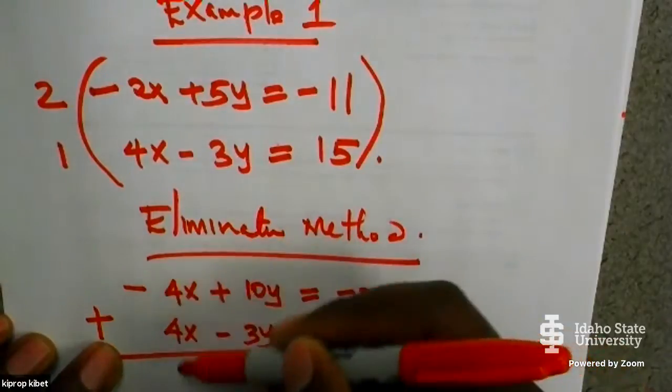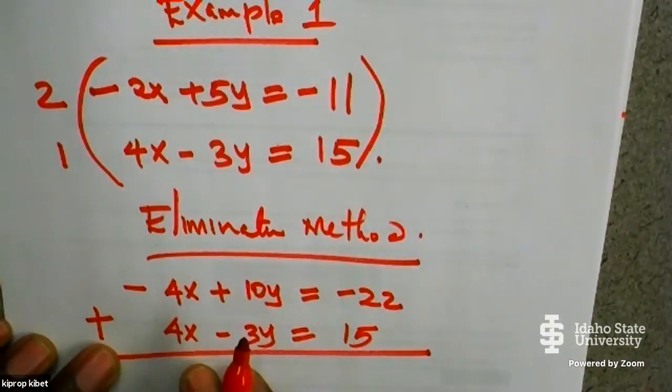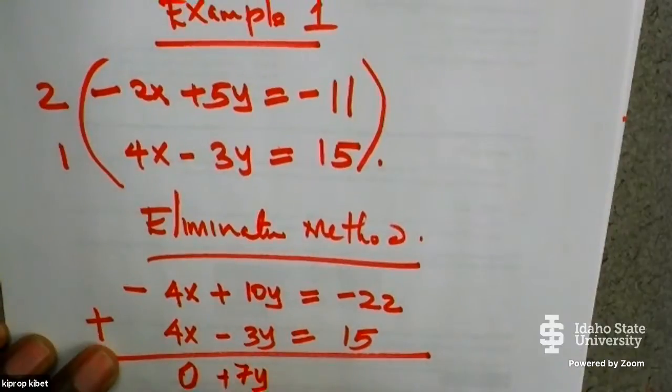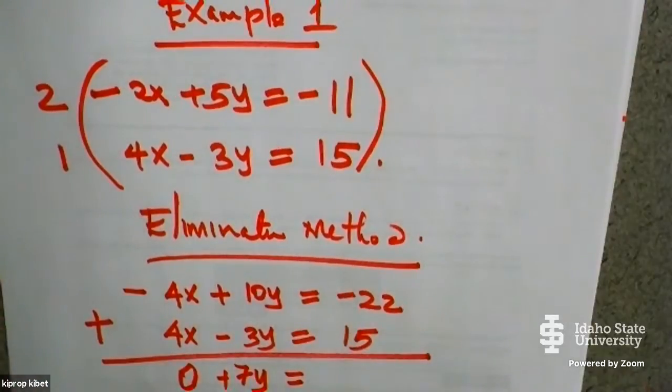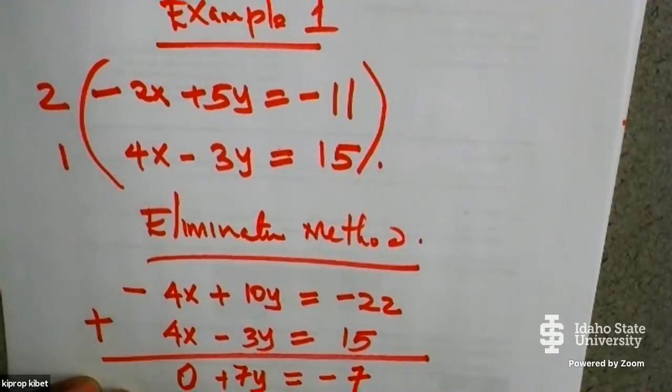So when we add the two equations, make sure you also consider the sign. Minus 4x plus 4x, we get what? 0. Plus 10y plus minus 3y, you get 7y. And this one is what? Equals to minus 22 plus 15. Negative what? Negative 7. So you get 7y equals to minus 7.